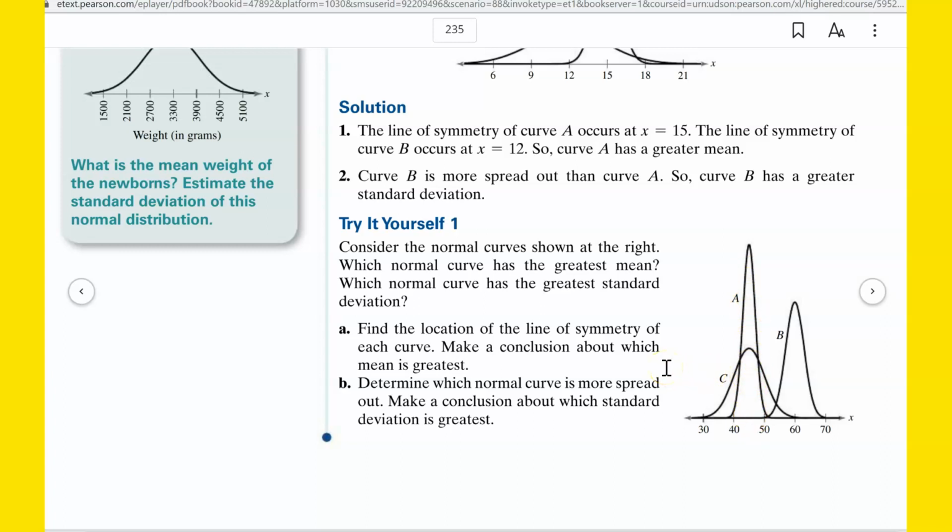All right, which one of these curves has the largest standard deviation? Curve C, because it's more spread out than A and B. Which one has the least standard deviation? Curve A, because it is the tightest curve. It's the skinniest. Everything's brought more toward the middle, so it has the least standard deviation.